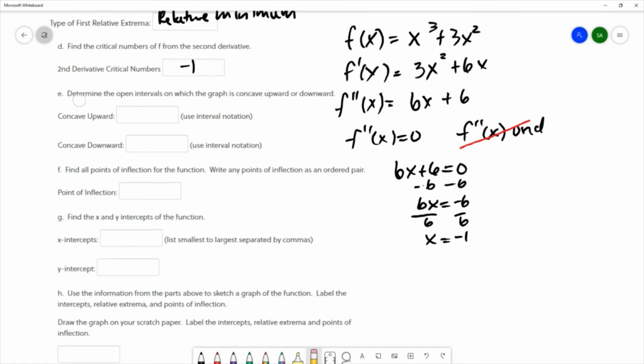Then on our next part, we want to find the open intervals on which the graph is concave up or concave down. And we're going to get our concavity from the second derivative. We'll build a chart using the critical number from the second derivative, which is -1. We're going to choose test values in each interval. So I can choose -2 and 0. We want to substitute those test values into the second derivative.